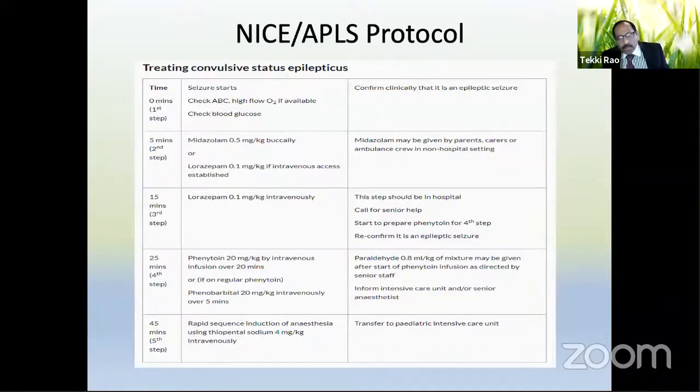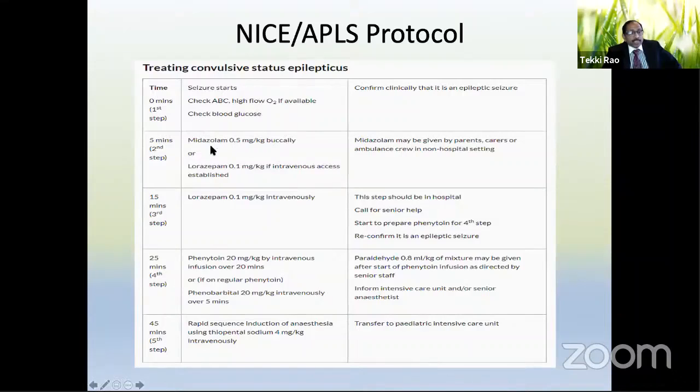A typical APLS or NICE guideline protocol is like this. In the first step, we need to stabilize the airway, checking that airway, breathing, and circulation are stable, followed by, within 5 minutes, if the child is still continuing to have seizures, this is where we start intervening. Midazolam is quite popular in the United Kingdom and in Europe, which is given buccally. If the child is seen by a paramedic or an ambulance crew, they give rectal diazepam. However, if the child is in hospital, intravenous lorazepam is given if intravenous access has been established.